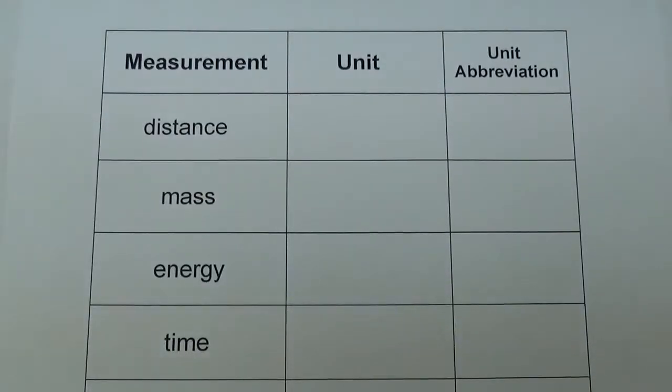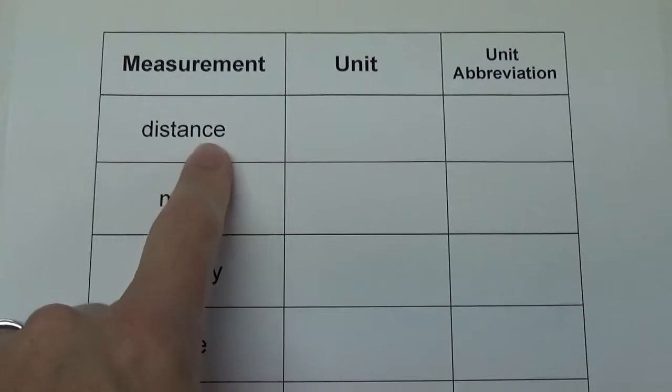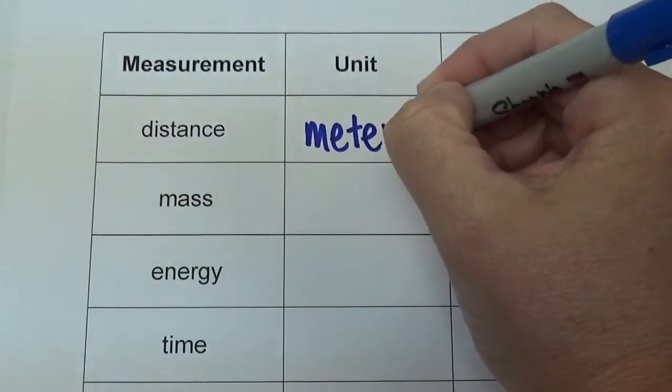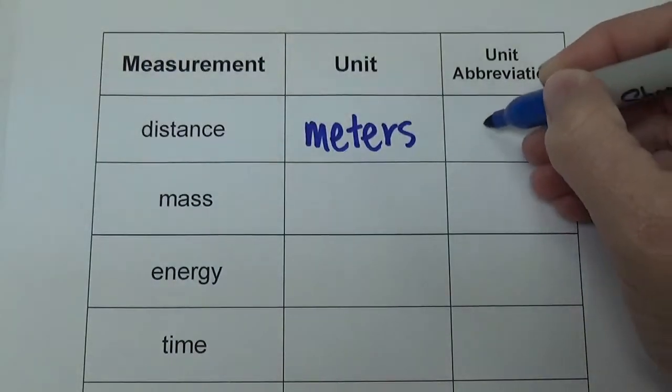First, we need to understand the difference between a unit and a prefix. There are many metric units that scientists use for reporting measurement. These are the ones that I will expect you to know for your quiz. Distance is measured in meters, which is abbreviated with a lowercase m.